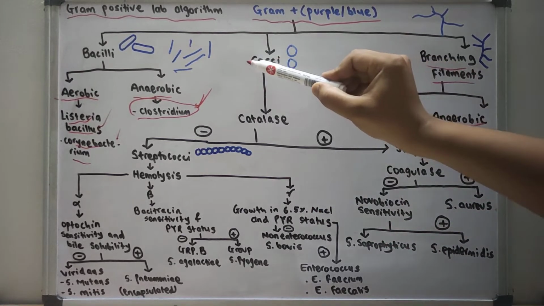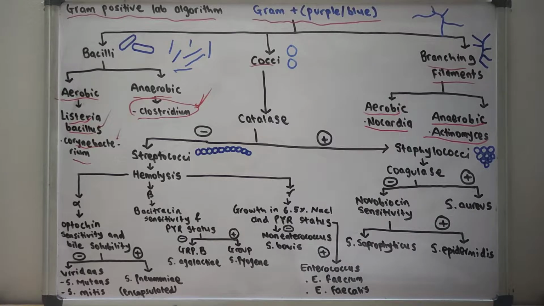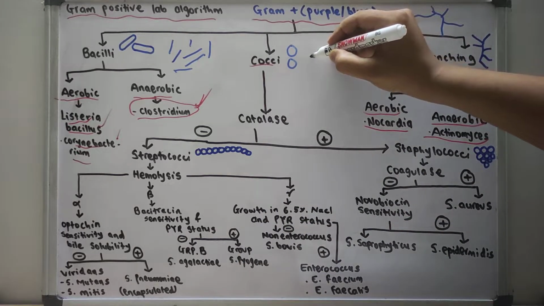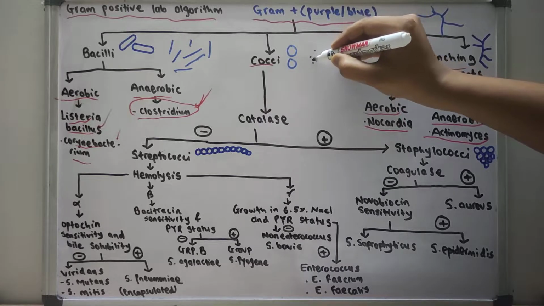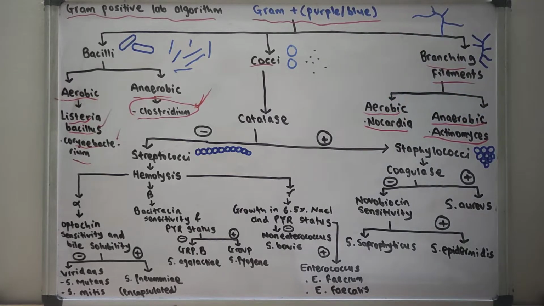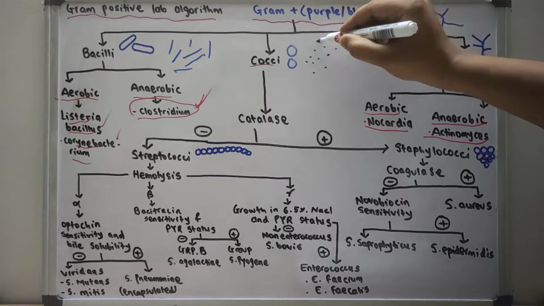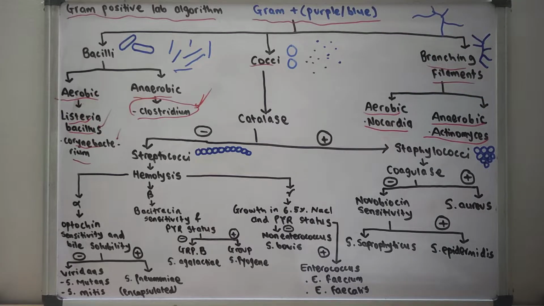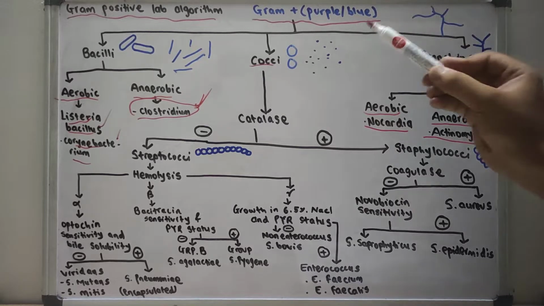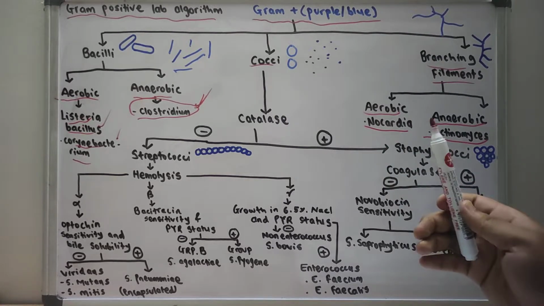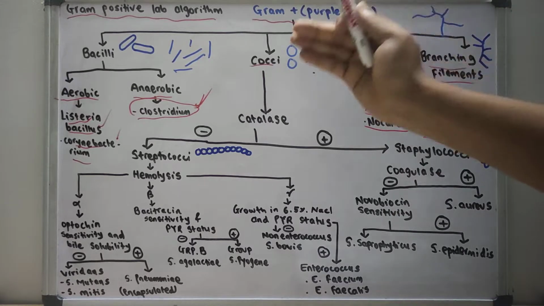Now let us discuss about the cocci. So in the microscope you see the pinpoint structure like this. You see the pinpoint purple or blue color structure, blue color bacteria. So those are the structure of the cocci. So after the gram stain you see purple color dot like structure and you identify it as gram positive cocci.